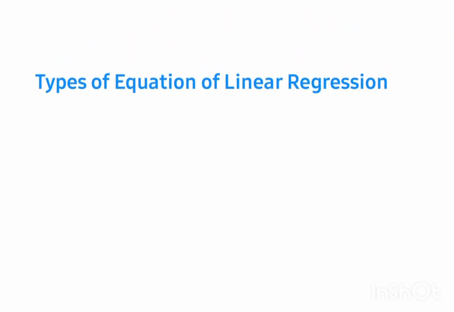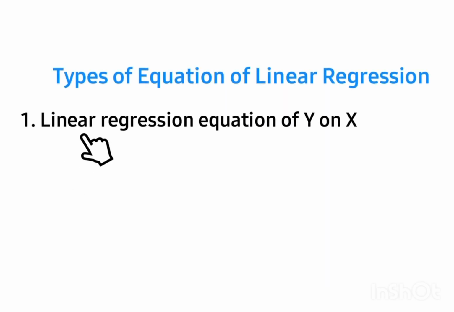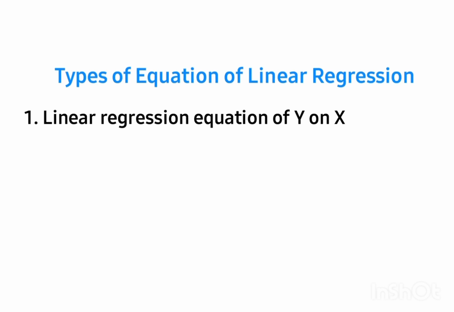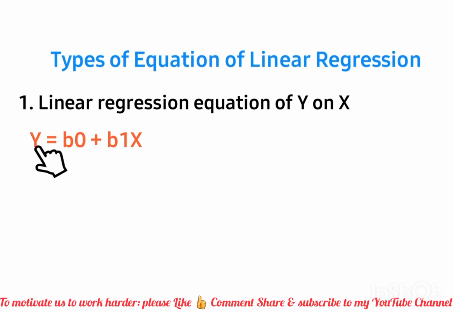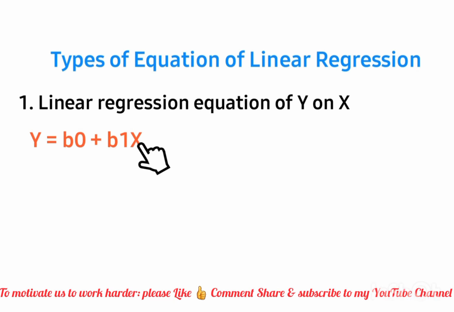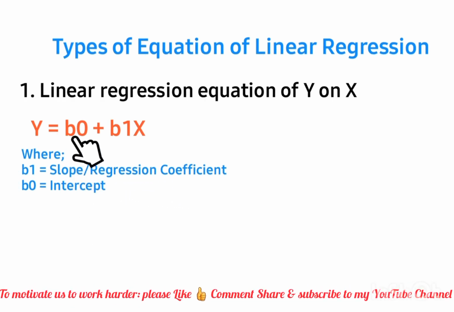Let's take a look at the types of equation of linear regression. The first is the linear regression equation of y on x. Basically, in statistics, the equation of linear regression of y on x is as follows. The equation is y equals b0 plus b1x. Of course, y in this context is the dependent variable and x here is the independent variable, where b1 is the slope, also known as the regression coefficient, and b0 is the intercept.